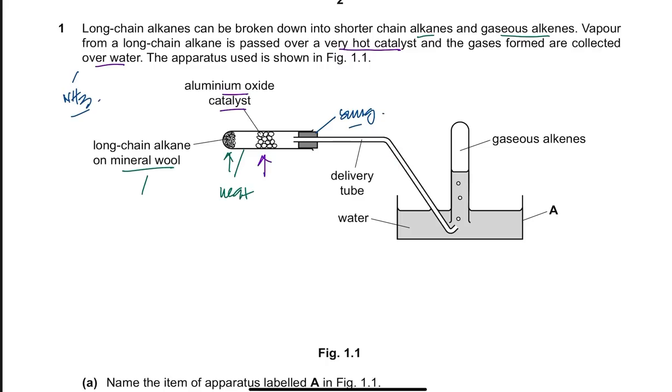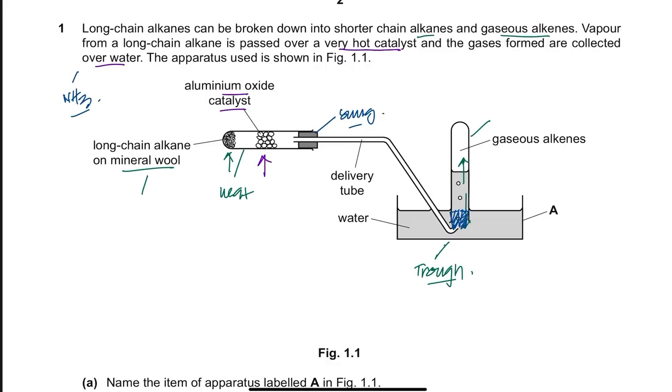Theek hai? That's my delivery tube here. That's also my boiling tube, or you could call it a test tube here. You could also call it the collecting tube. A is basically a trough. The real name for A is trough, but you could also call it a water bath, a beaker, a bowl, or a tub, but again, the real name for this apparatus is a trough. Theek hai, isko hum trough kehte hain. Other than that, that's pretty much it to the entire experiment. And the gaseous alkenes are going to be collected right here at the top, and the water is going to be displaced downwards.